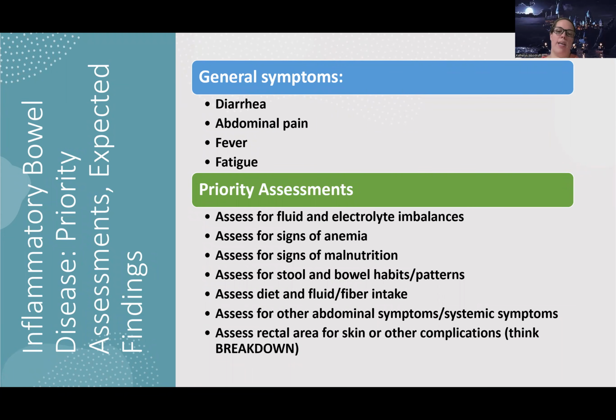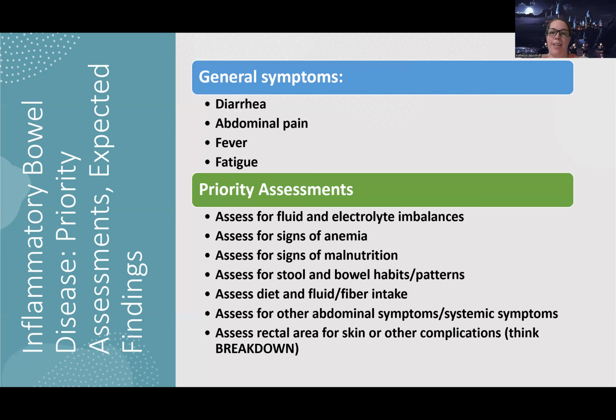And then the priority assessments for both these patients are going to be to look for fluid and electrolyte imbalances, especially with ulcerative colitis. We're going to be concerned about anemia. We're going to also look for signs of malnutrition for both of them. Crohn's, they're at risk for malnutrition because of the inflammation that's going on in the bowel. It's in areas that you're supposed to be absorbing nutrients. So if there's inflammation in areas where you're supposed to be absorbing nutrients, this can end up with them having a higher chance of not absorbing nutrients, which leads to malnutrition.